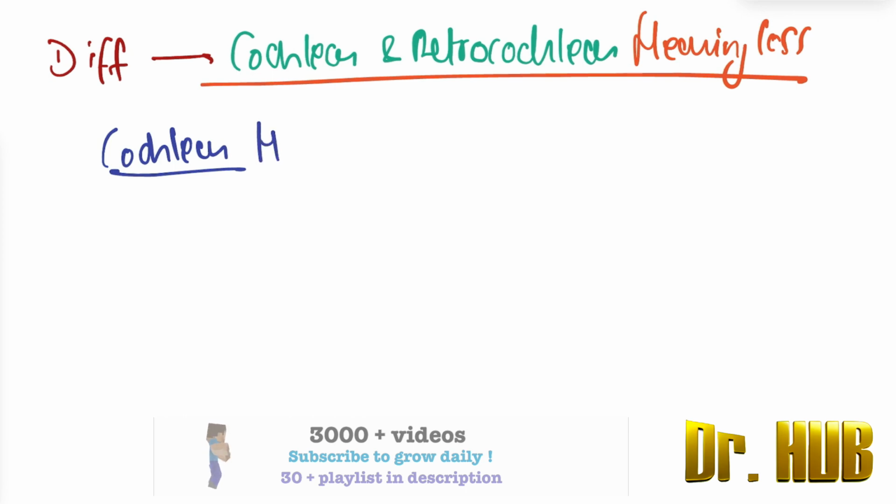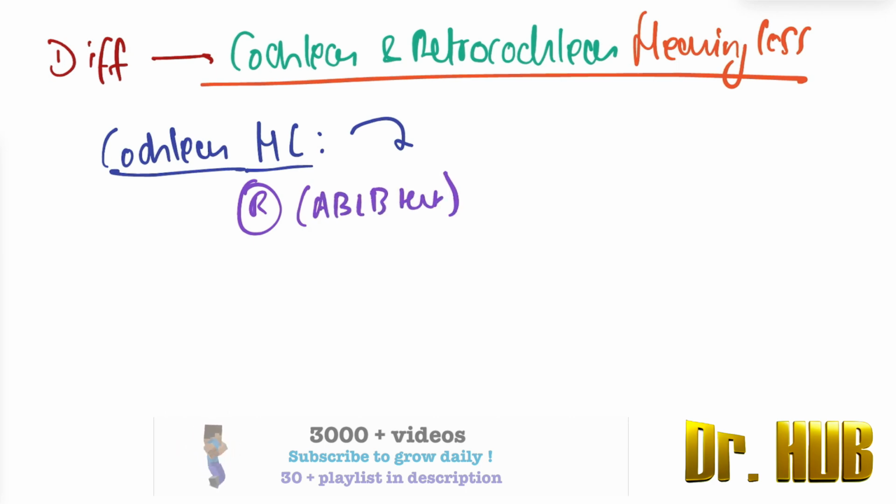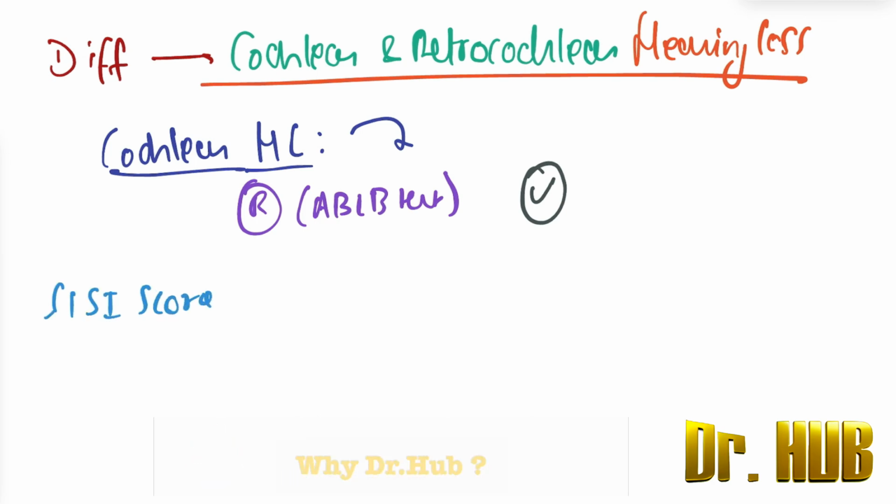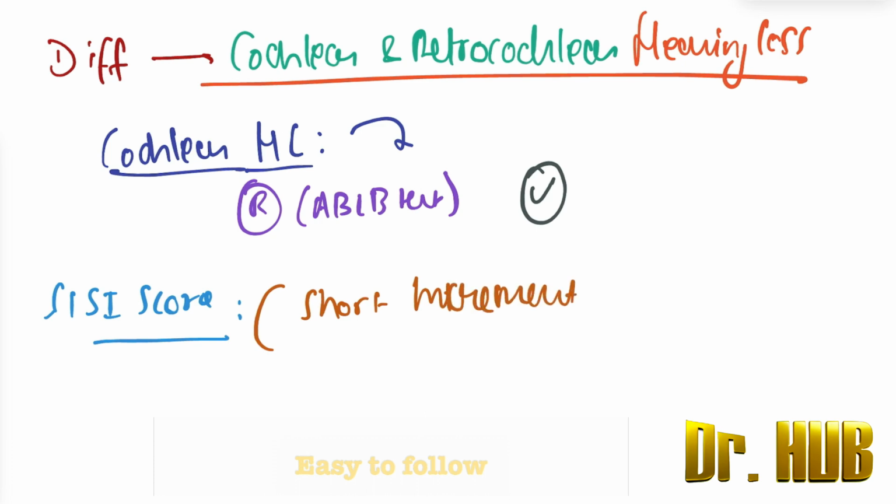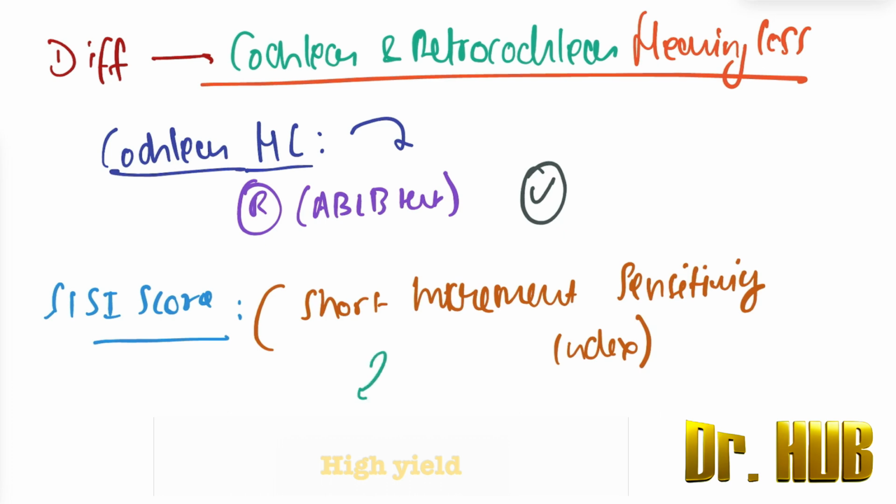So in terms of cochlear hearing loss, first is recruitment, that is the ABLB test. It is present. Next we move on to the SI score. What is this abbreviation? It is nothing but the short increment sensitivity index. Here it is about 70 to 100%.